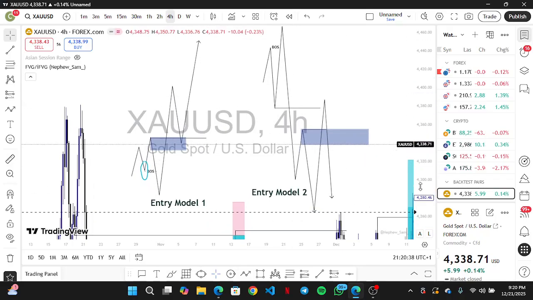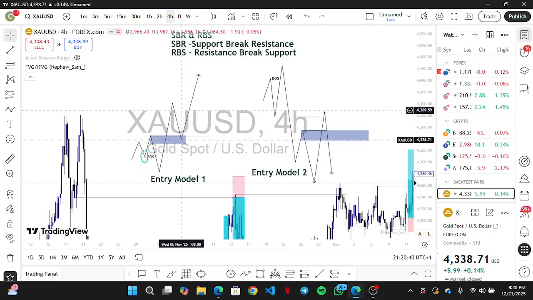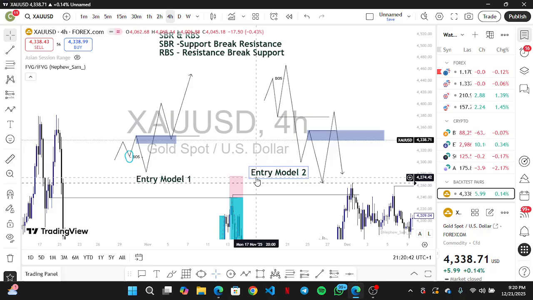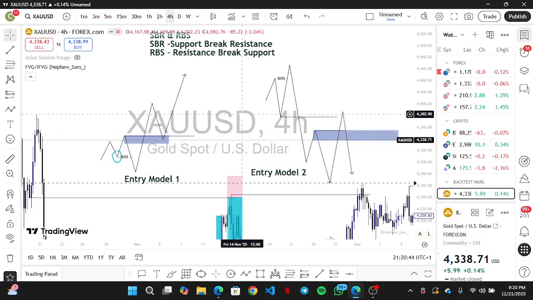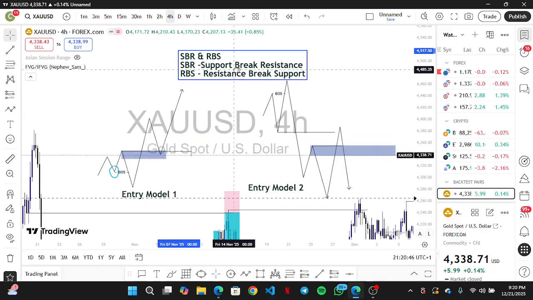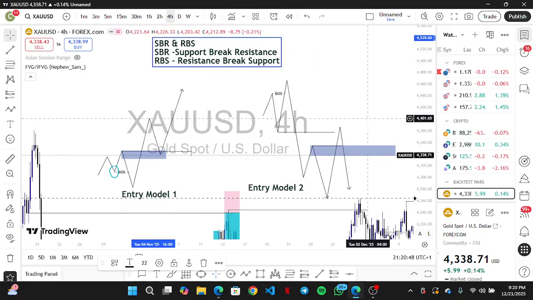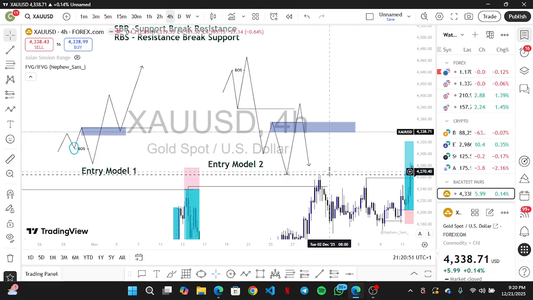Another thing I wanted to give you guys information on, take note of, is you don't just draw out your SBRs and RBS from any point on the chart. These two things, I call them SBR and RBS. Take notes.